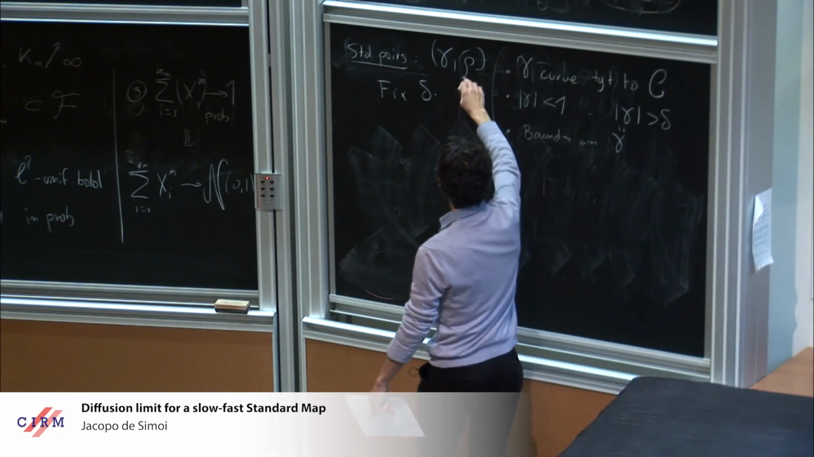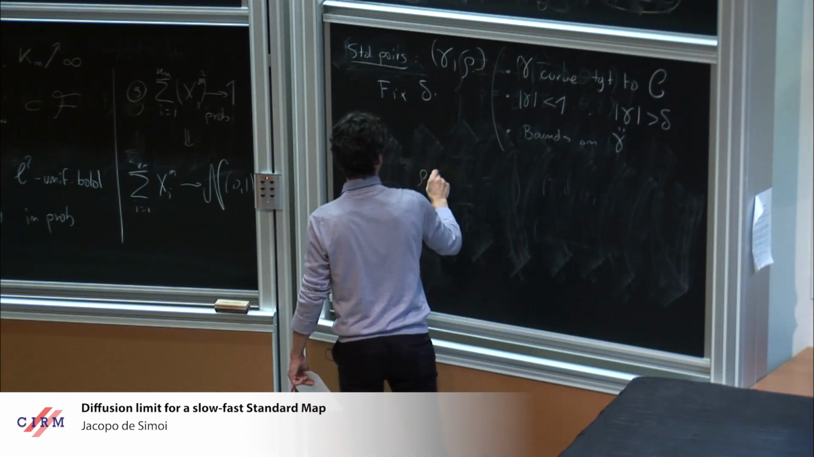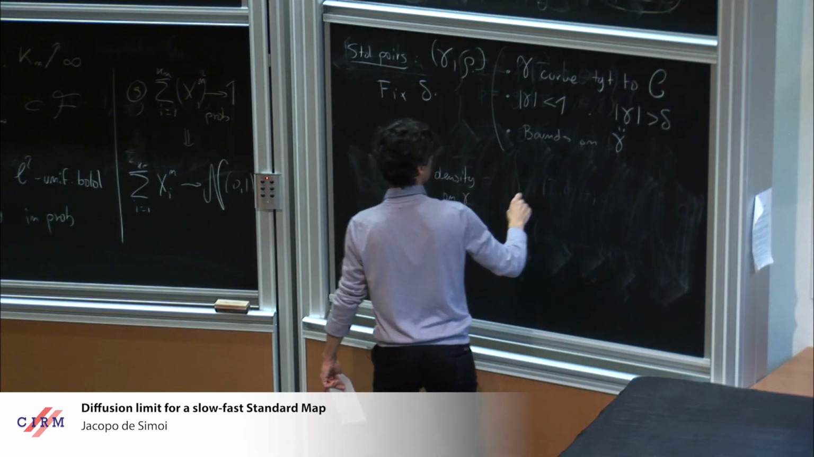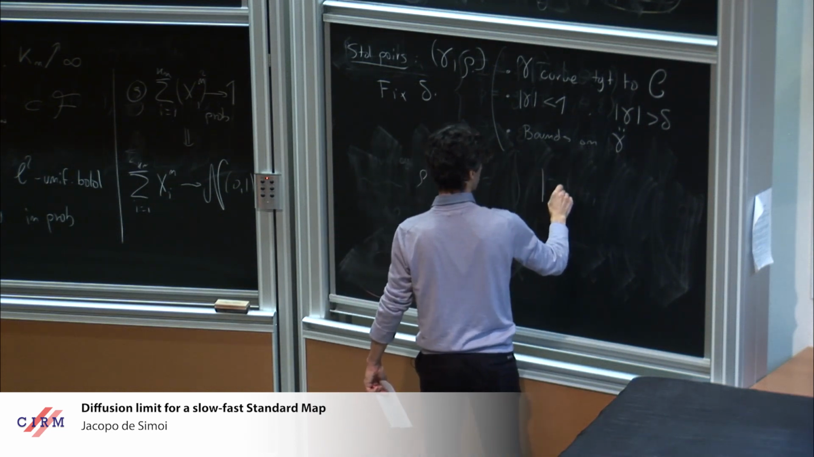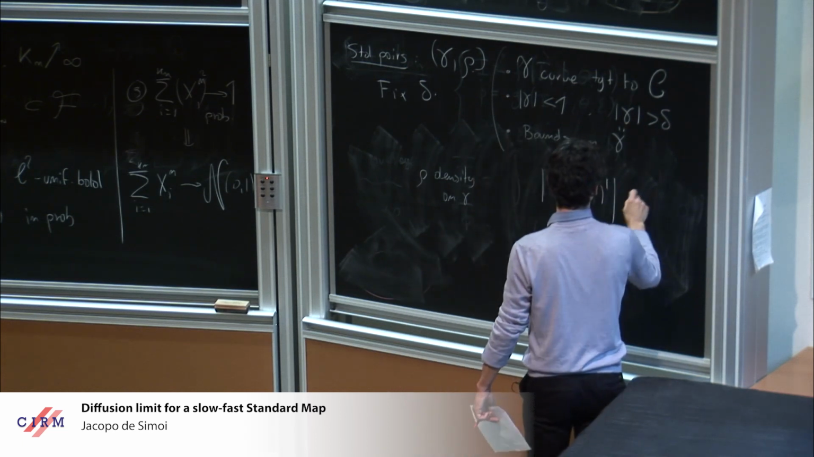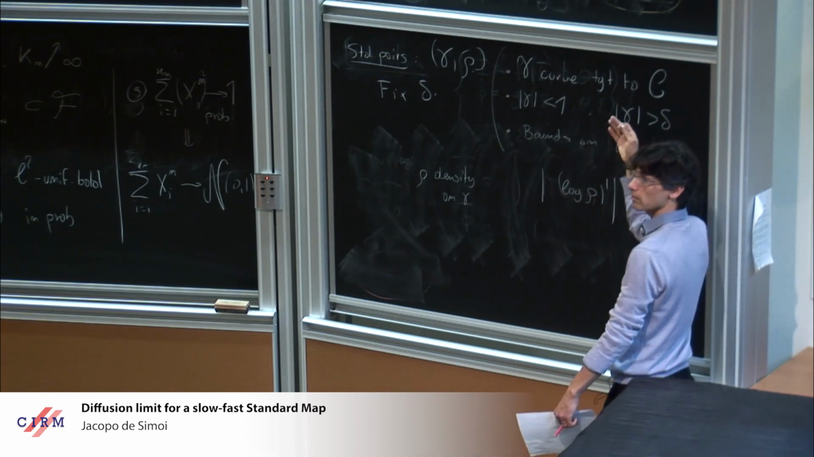And then I have a density, so rho is a density on gamma, and the density has the property that if you take the logarithmic derivative of rho, this is bounded by a constant. If this happens, I call this a standard pair.